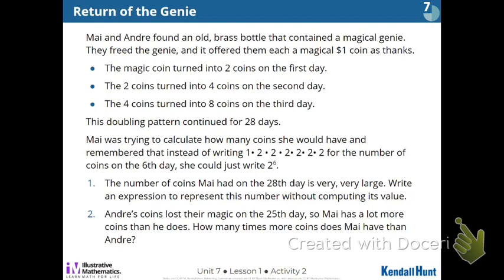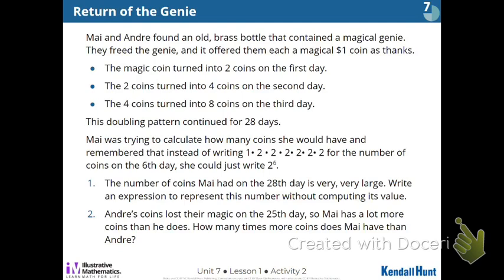So what we need to do here is figure out how many coins there are on the 28th day as an expression, okay? And I want you to find out, Andre had a defective coin. Maybe he had the budget genie, I don't know. But his stopped doubling on the 25th day. So I want you to tell me how much more May has than Andre. I'm going to give you about 8 minutes at your table group for this.